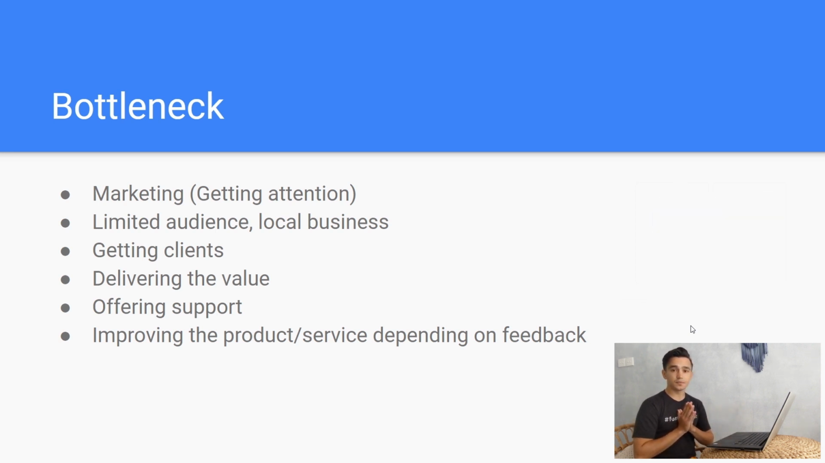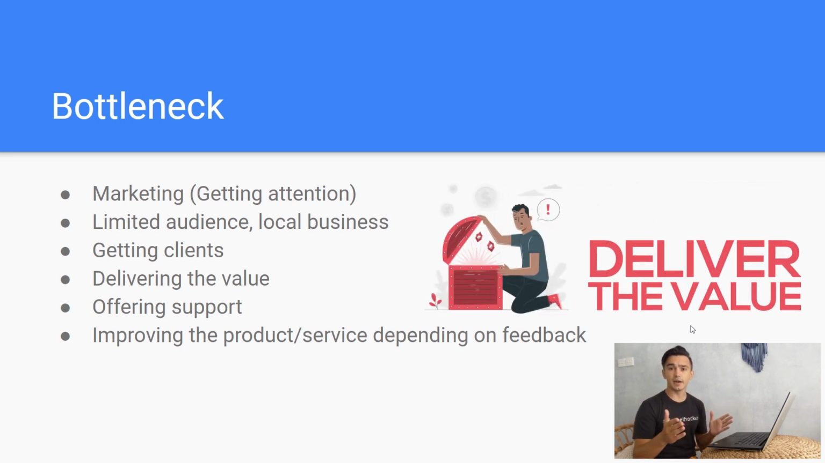And then you're going to have to deliver the value. This can be another bottleneck. In one of my previous videos, I mentioned that there are 4 parts: audience, offer, conversion process, and delivering the value. So delivering the value, like the product or service which people bought, can be another bottleneck.